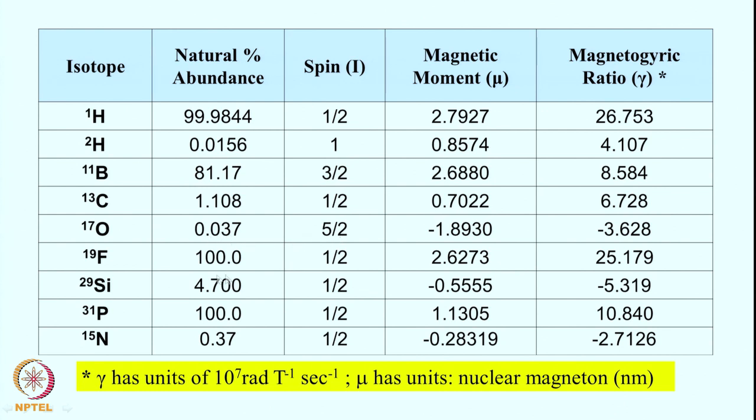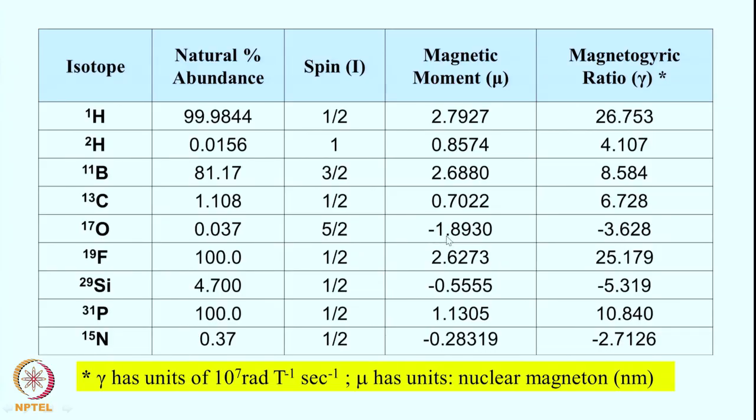has 0.037% abundance, spin 5/2. F19 is 100%, of course a very abundant nucleus. Silicon is 4.7%, and these have a spin of half each. P31 is 100% abundant, spin of half. N15 is spin of half, but 0.37% natural abundance. Therefore, some of these nuclei are very abundant, and they will be the most sensitive nuclei from the point of view of observing signals in NMR. For low abundance nuclei, some special things are required, which will be discussed as we go along.